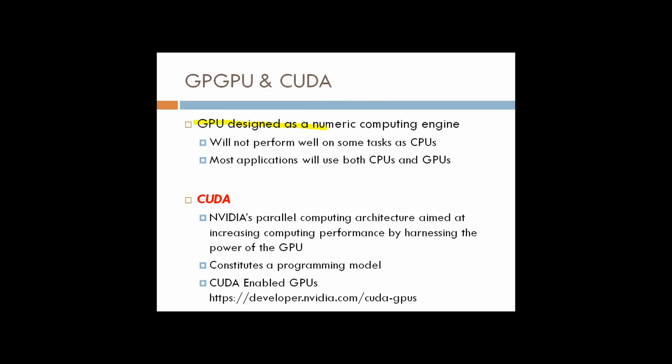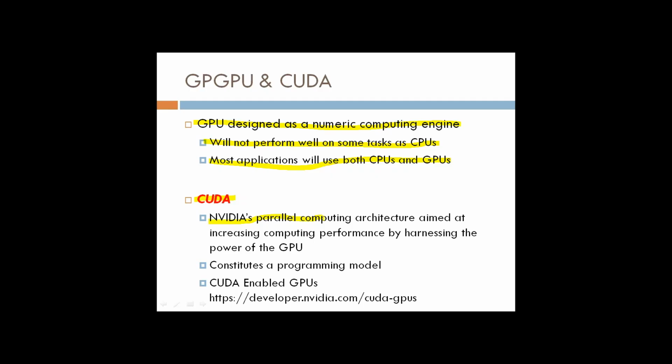Now we can call the GPU a numeric computing engine. It will not perform as well as the CPU on some tasks. Some tasks are good to perform on the CPU if they are very complex, and most applications will use both CPUs and GPUs. So the solution is to use a combination of CPU and GPUs. Here comes CUDA, the Compute Unified Device Architecture. This is the solution provided by NVIDIA for parallel computing, to access the parallel computing power of their graphical processing units.